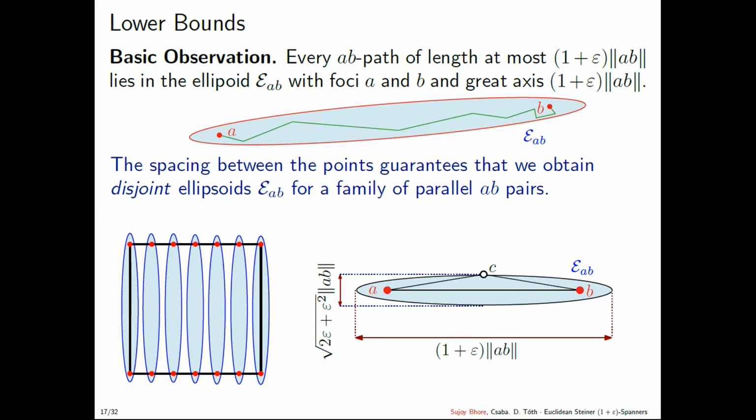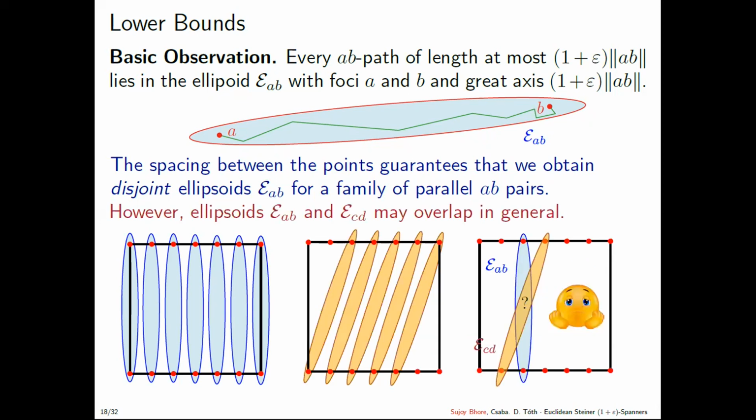Moreover, the points are placed in such a way that the spacing between the points guarantees that we obtain disjoint ellipsoids for a family of parallel AB pairs. So that helps us greatly. However, the ellipsoids may overlap, right? So between two different pairs, AB and another pair CD.